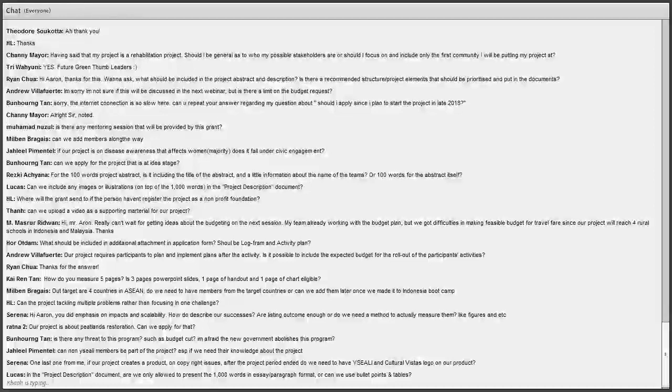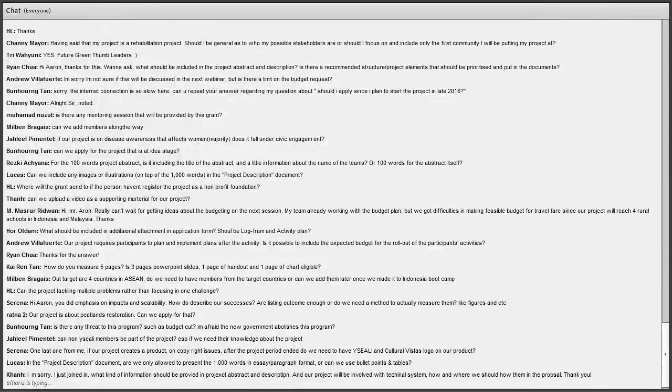Milburn's question is, our target is 4 countries in ASEAN. Do we need to have members from the target countries, or can we add them later? You can certainly add them later. However, you have to have a plan for how you're going to recruit them and get those other people from those other countries. The reason being, it may be difficult to recruit. You may not have contacts in those countries. If you have members from all 4 countries, that shows that you have the ability to scale to those 4 countries.